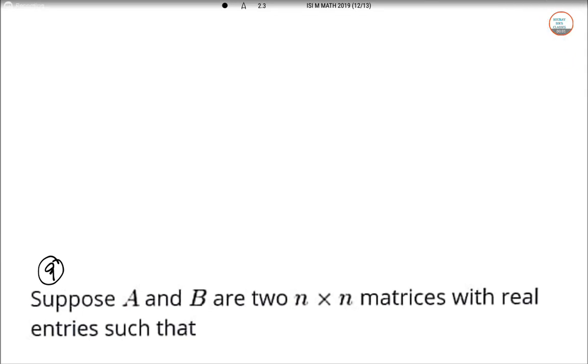MSc math solution of 2019, I'm solving from question 9. The previous ones are solved in the last videos. This is also a linear algebra question like question number 8.